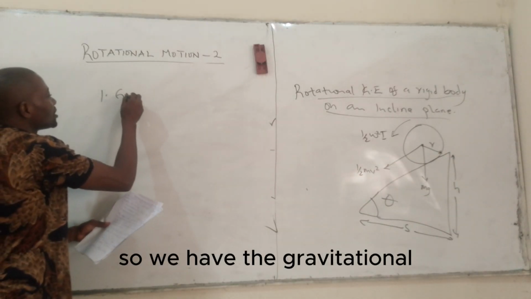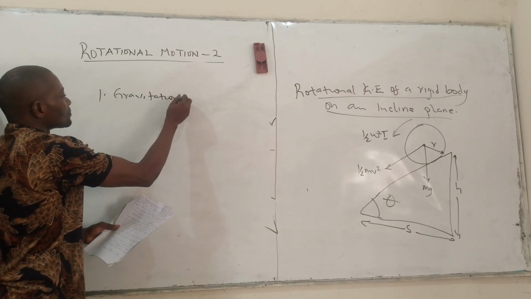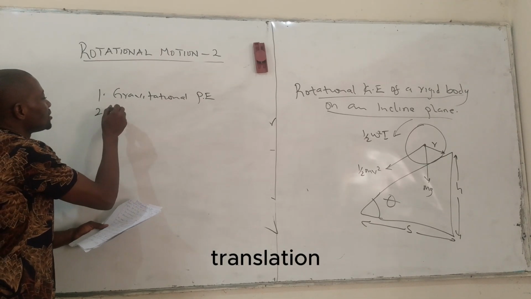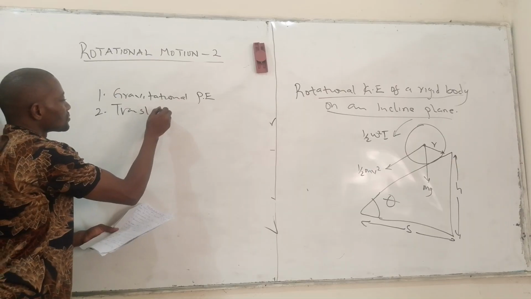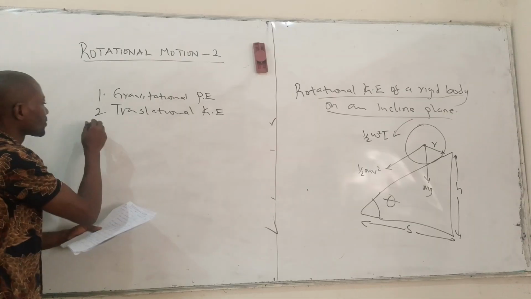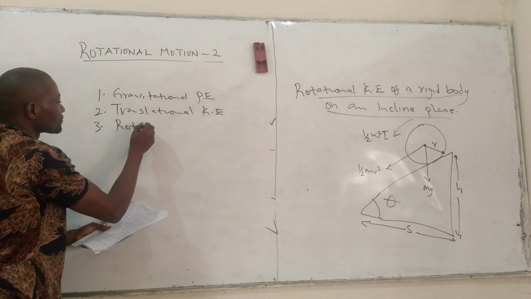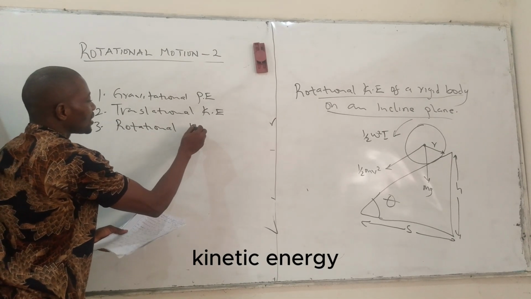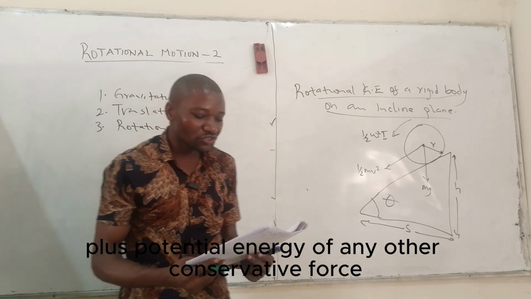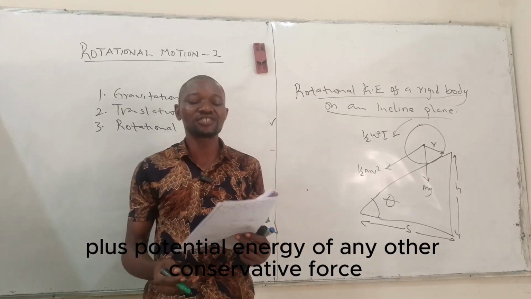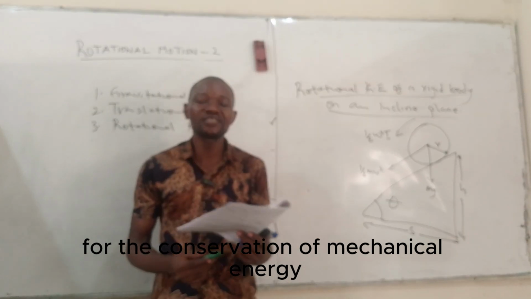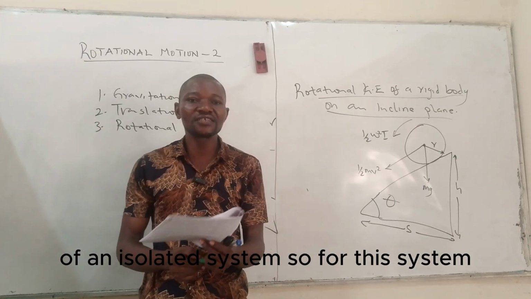So we have the gravitational potential energy, translational kinetic energy, and rotational kinetic energy. So all these forms of energy plus potential energy of any other conservative force must be included in our equation for the conservation of mechanical energy of an isolated system.